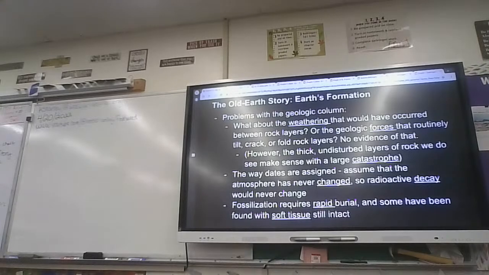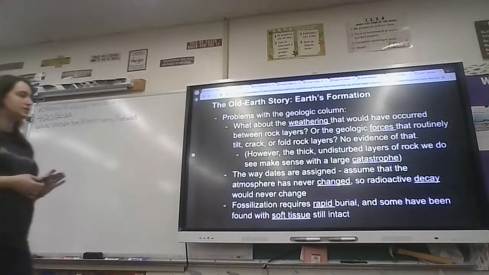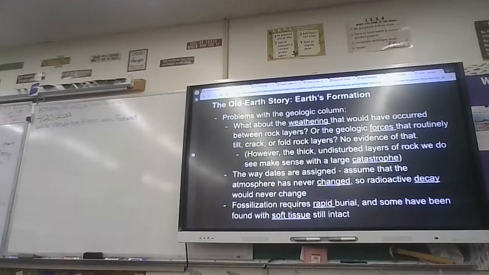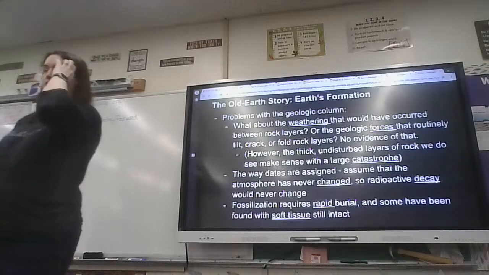Another issue, we talked a little bit about index fossils. Well, fossils require rapid burial. I'm going to pause right there.